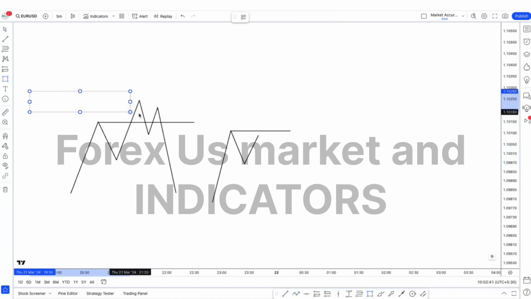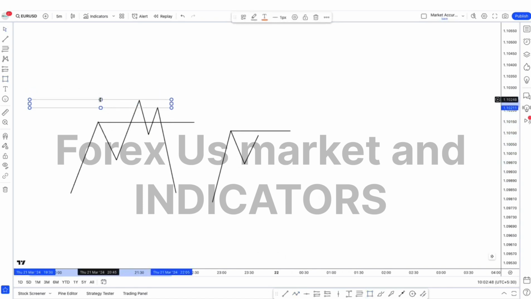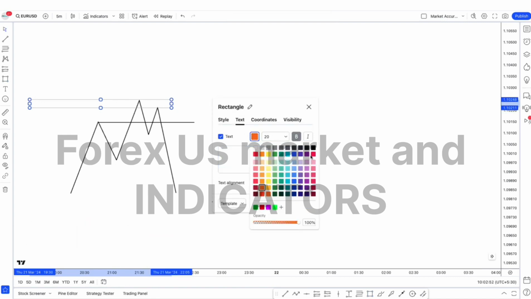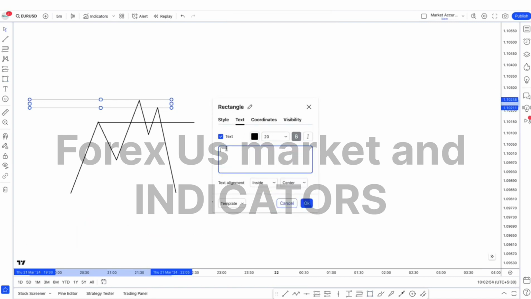Now, here's when things get more serious. How about you use the POI as well? So now what you have is an SMT divergence. So you have this, I don't know, old POI. It could be a 1 hour order block. So let's call it 1 hour OB with fair value gap.